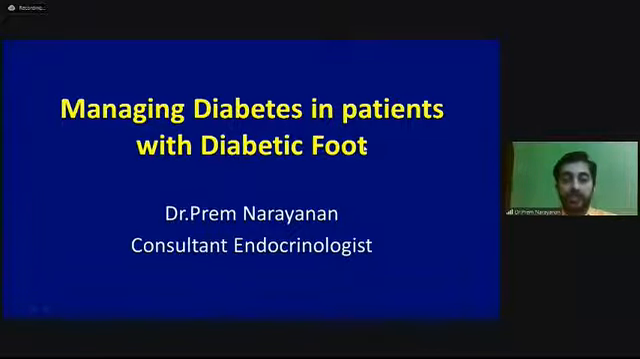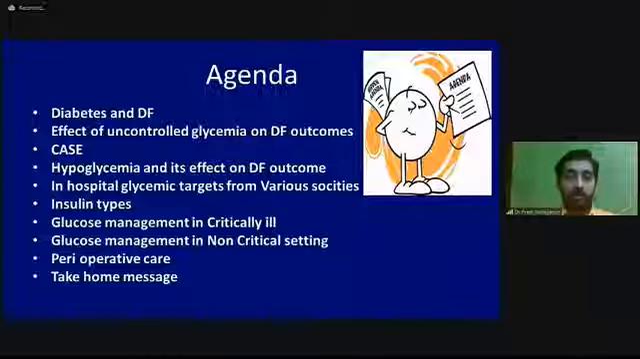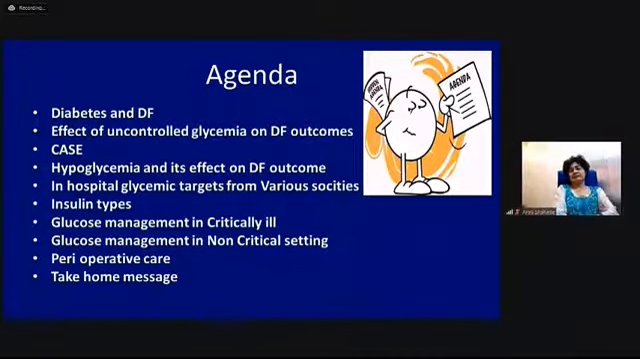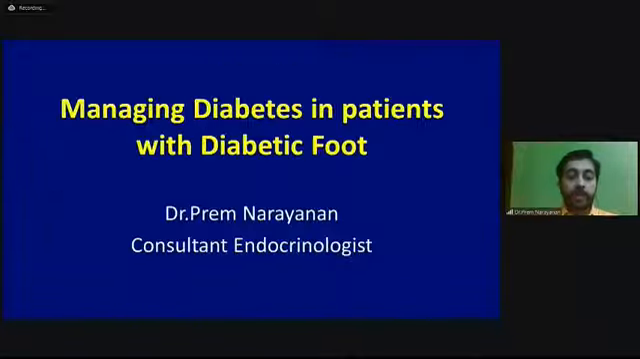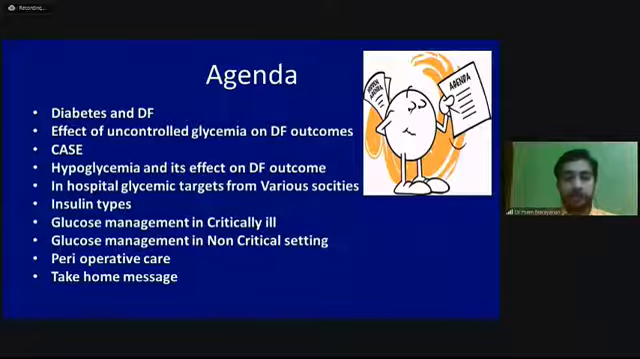So, as said, today's topic is managing diabetes in patients with diabetic foot or the foot attack. The agenda for today is briefly we'll see diabetes and diabetic foot, the relation, effect of uncontrolled glycemia on the diabetic foot outcome, just a ball rolling case, hypoglycemia and effects on the outcome, in-hospital glycemic targets from the various guidelines or societies, briefly about the various insulin types available, glucose management in critically ill, glucose management in the non-critical setting, and perioperative care with a take-home message.